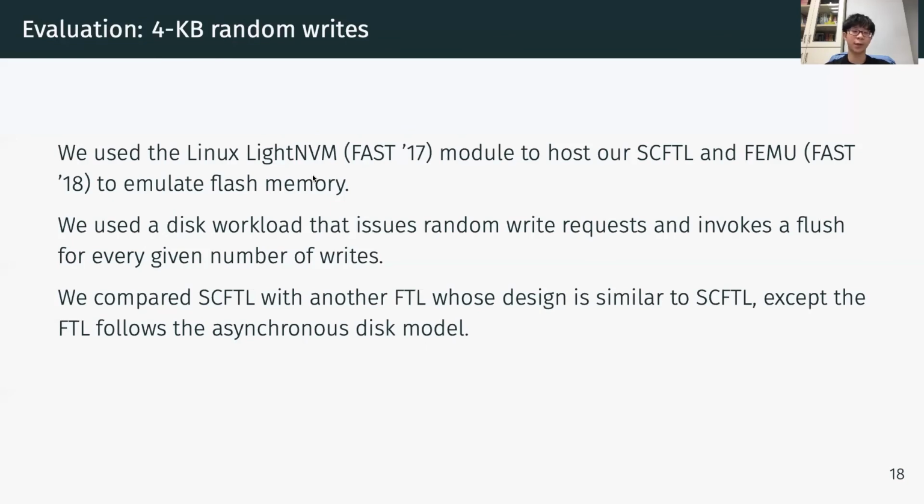To evaluate SCFTL, we use the Linux LightNVM module to host our SCFTL and the FEMU emulator to emulate flash memory. We use a disk workload that issues random write requests and invokes a flush for every given number of writes. To identify the performance overhead due to snapshot consistency, we compared SCFTL with another FTL whose design is similar to SCFTL, except the FTL follows the asynchronous disk model. So it doesn't need to do checkpointing, nor does it follow the 2PGC protocol.